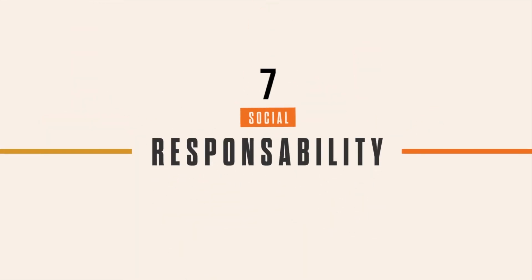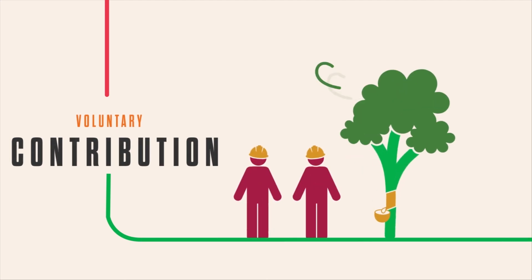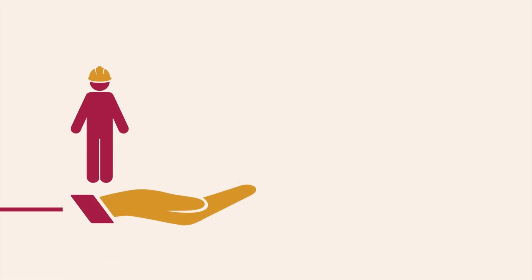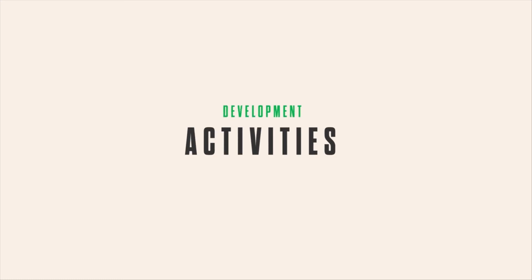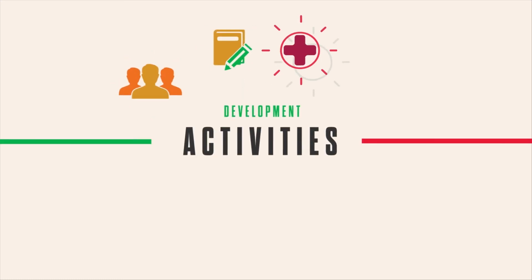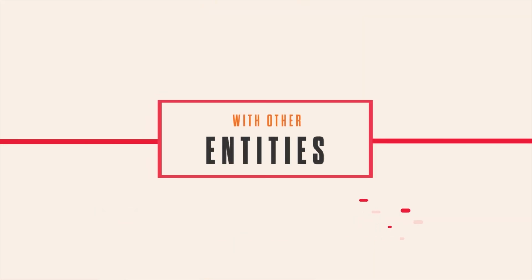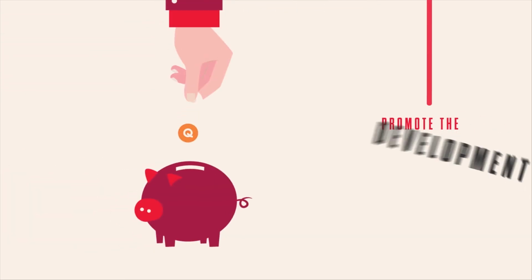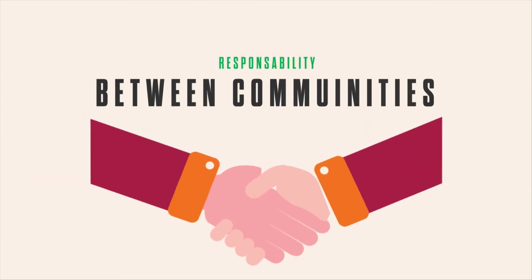Social responsibility. This principle seeks voluntary contribution to improve relations with rubber plantation workers, their families, and their communities through activities that contribute to the social, educational, health, and environmental wellbeing of, and relationships with, the nearby communities. It also coordinates and establishes channels with other entities, donations, and activities that promote the development of socially responsible programs between communities and rubber producers.